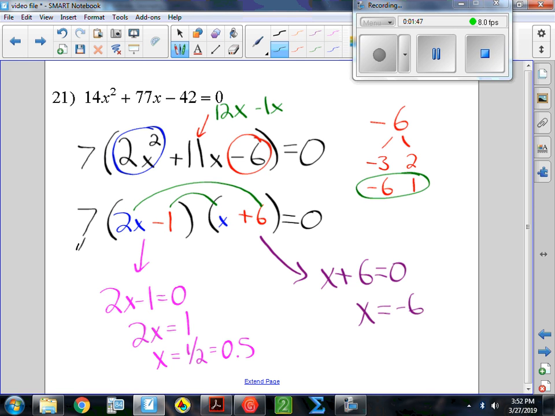And some students ask about the 7. Well, do I do the same thing with the 7? Well, does 7 equal 0? No, but it doesn't have to, because the property that we're using says that one of these terms has to be 0. So the 7's not going to be, but the other two parentheses can be.